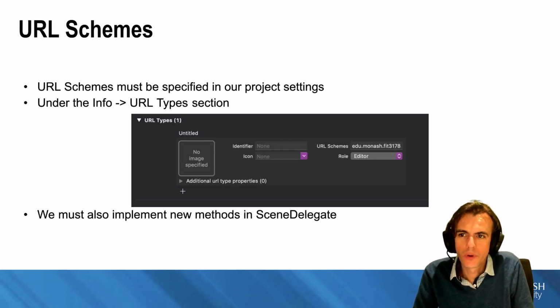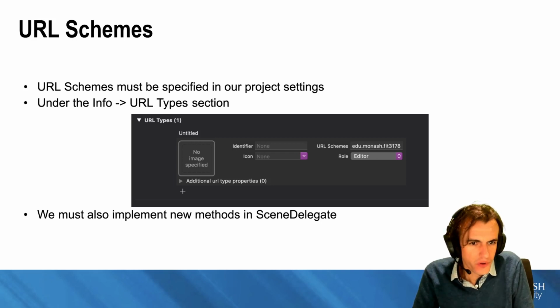So how do we support URL schemes? The app must register that it supports a particular URL scheme. It can register to support something like HTTPS if you're, say, the Google Chrome app, but oftentimes it's going to be just a custom URL scheme. It does this under the Info URL Types section, and we also need to implement a couple of methods in the scene delegate.